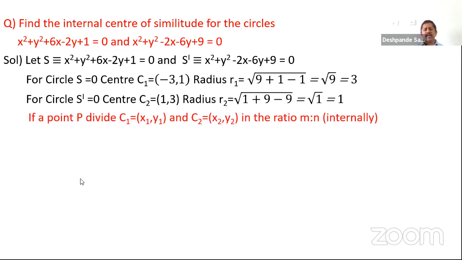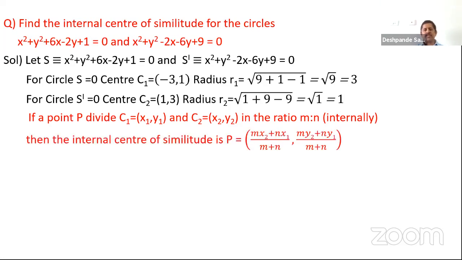So when you take this, the point P should divide C1, C2 in the ratio M is to N, right? Whenever you say the point P divides C1, C2 in the ratio M is to N, in your 10th class and first year 1B, you have discussed this formula. What is that you're going to take? The formula is (mx2 plus nx1) by (m plus n), (my2 plus ny1) by (m plus n). So this was called the section formula. Now you can say this point is the internal center of similitude, because the ratio is going to be internal.